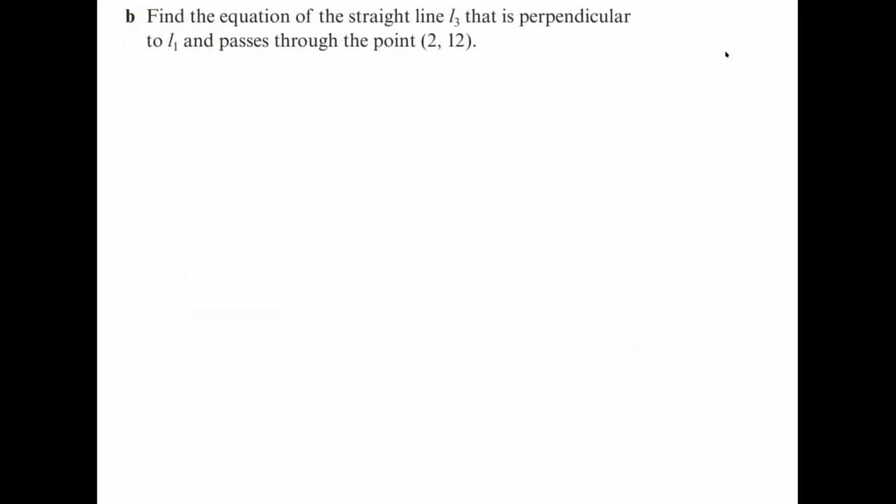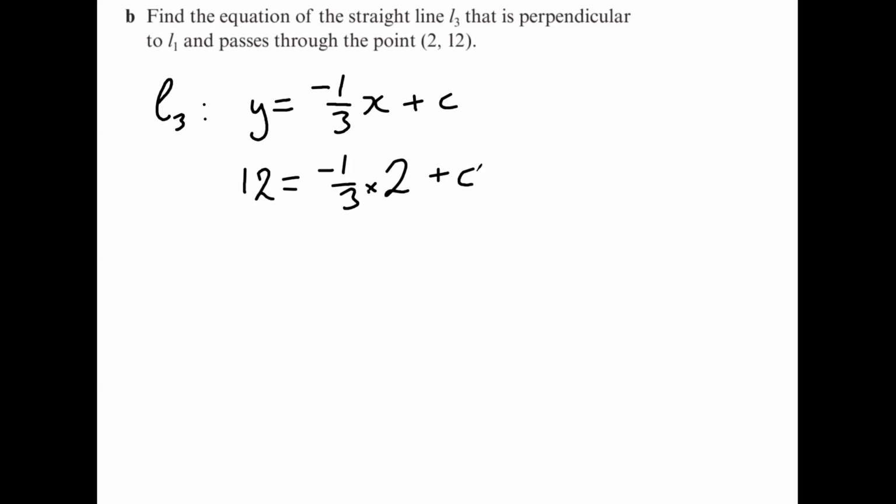Part B is asking us to find a perpendicular line. Remember that perpendicular lines have a gradient which is -1 over the gradient of the line they are perpendicular to. So now we need to find c by using the information of what point it goes through. And we're going to get a fraction. That's fine. Please do leave it as a fraction, a top-heavy fraction. So now we can write down what the equation of L3 is.